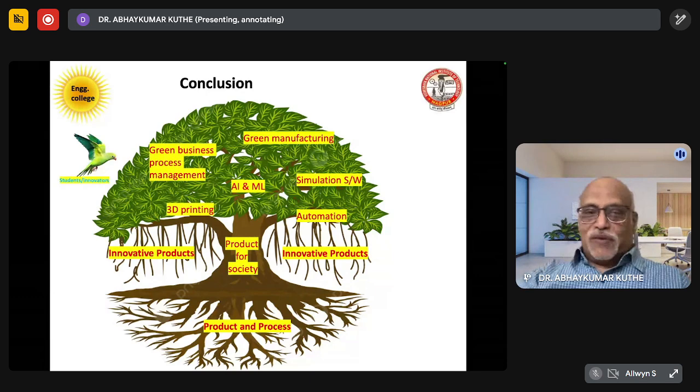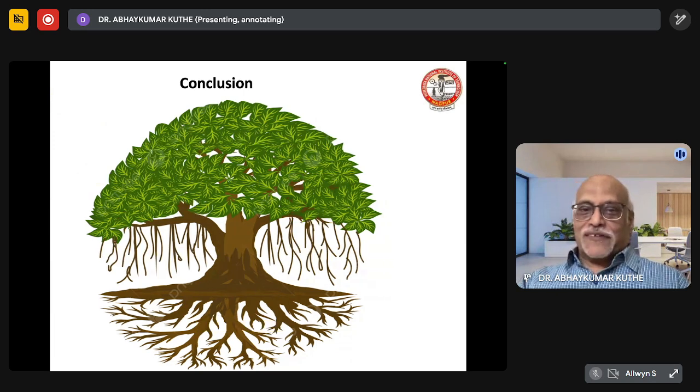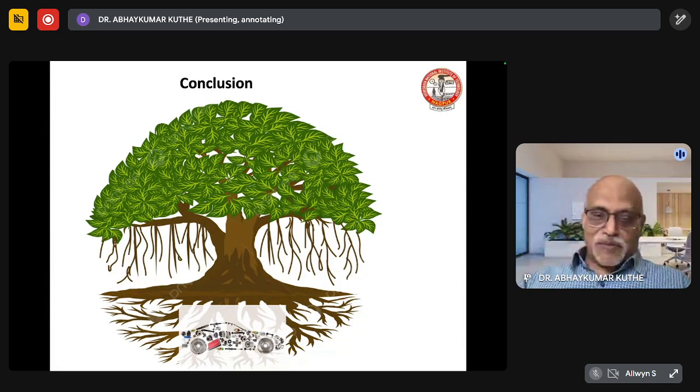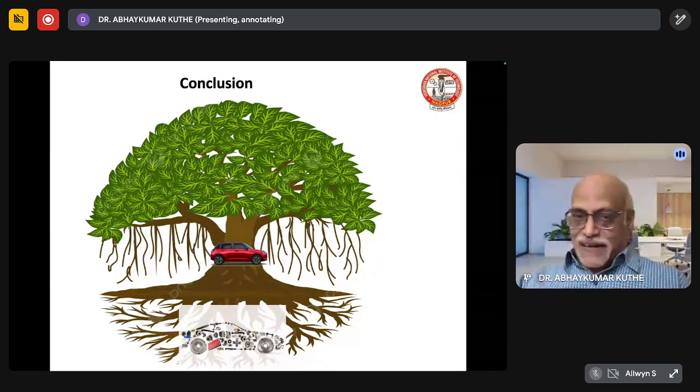Now, though everything is shown nicely here, I will be happier if I can show you with some example. So again, the same banyan tree, but now, because of mechanical engineering, I have just taken the car as an example, the parts and products and processes of the car. So you make a car, and that car is in the picture. That is in the society.